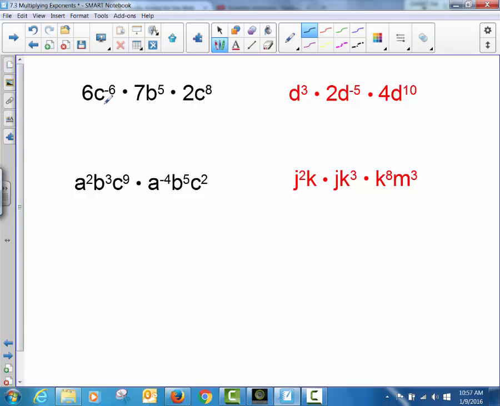So let's try these. Remember though that when you're combining powers, they have to have the same base. So let's see what we've got here. We go number times number times number. 6 times 7 is 42, times 2 is 84. C to the negative 6 times c to the 8th gives us c to the 2nd, because 8 minus 6 is 2. And then there is no other power with the b to the 5th, so this will just be b to the 5th. Okay? Alright, try this one and then come back to me, okay?